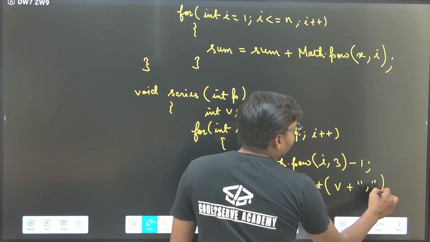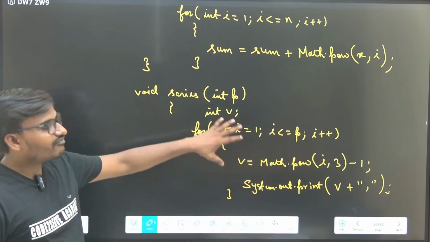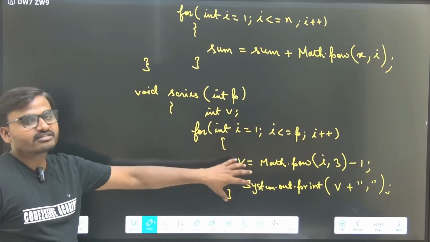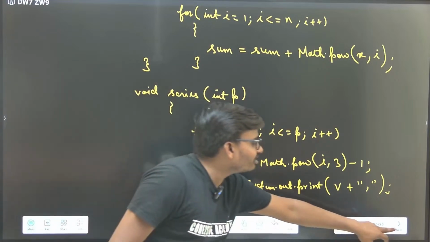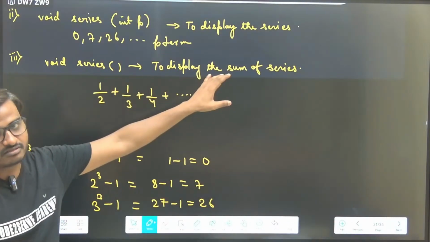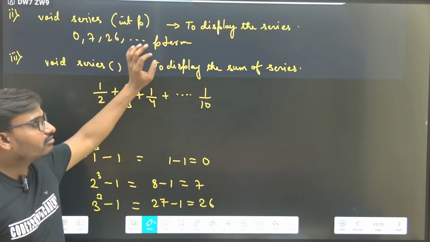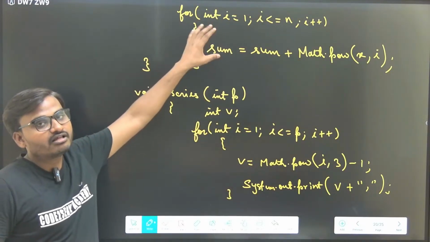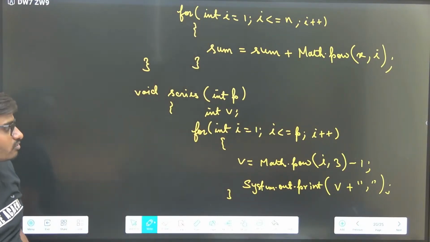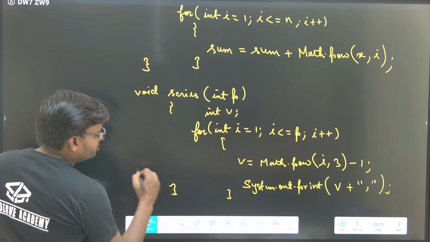And let's give a comma. So if you follow your book, basically in your book they have calculated the sum. Okay, so you don't need to calculate the sum because the question was to display the series. If it was told to find the sum of the series, then you would have to calculate the sum, like the one we did in the previous function. Okay, so keep that in mind. So this is done. Now you will close this.